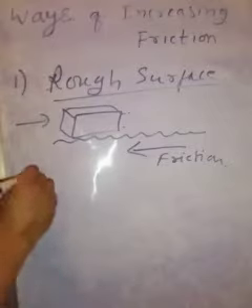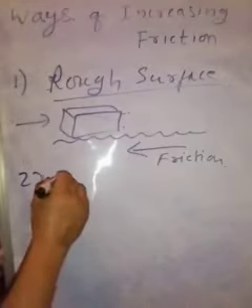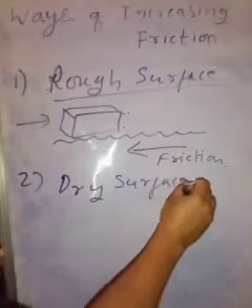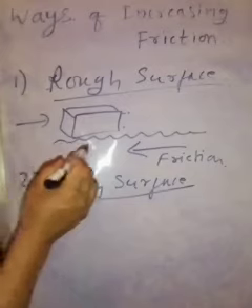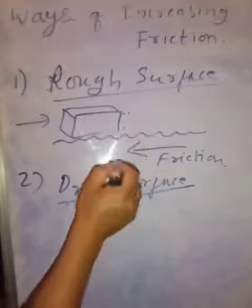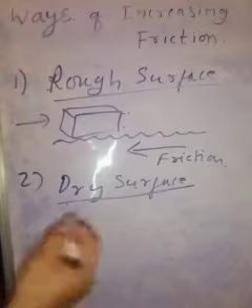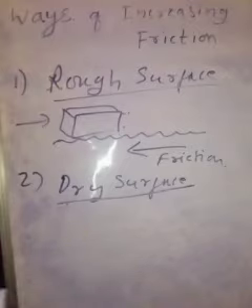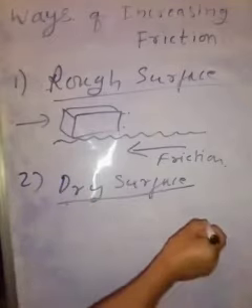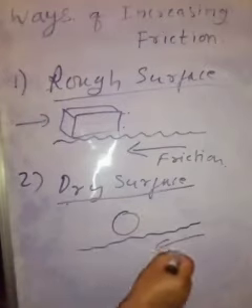And number two is by using a dry surface. Number two is dry surface. Here, if the surface is dry, there are no liquids, no water, no oils or anything on the surface, then the surface becomes very dry. Then on this dry surface, the frictional force is always very large.